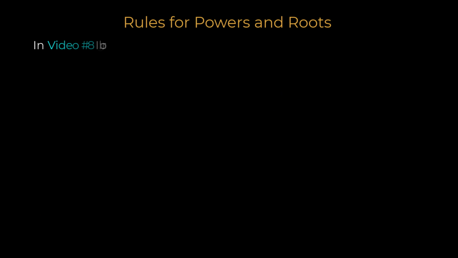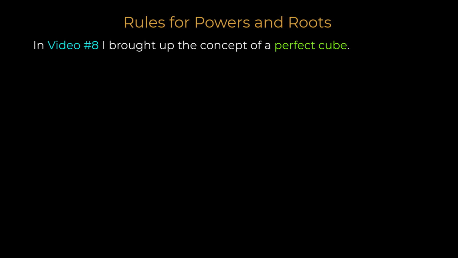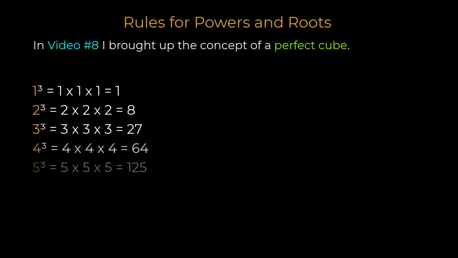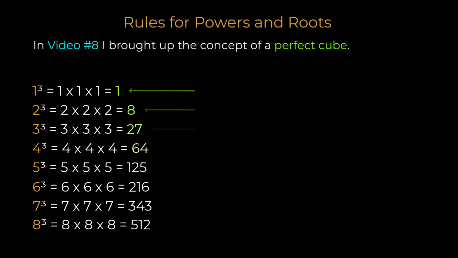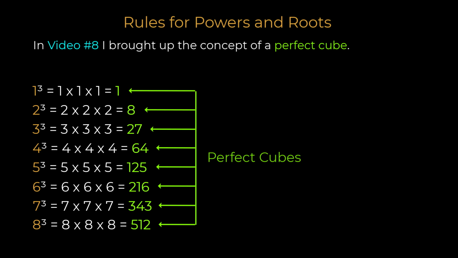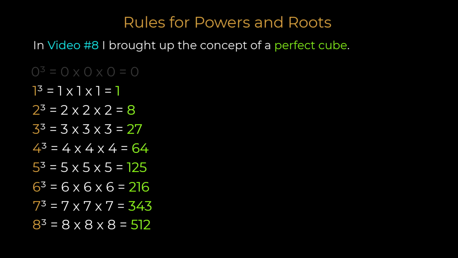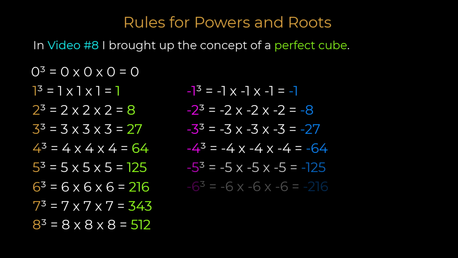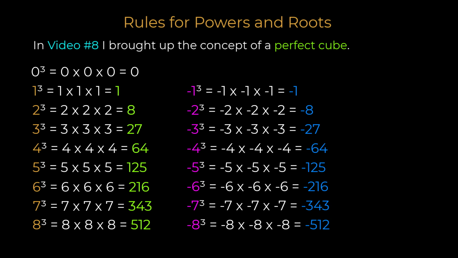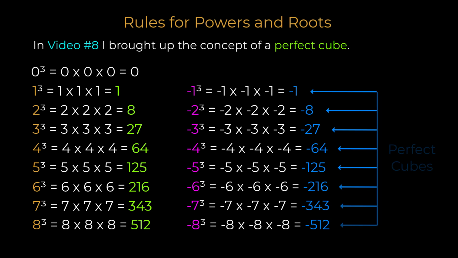In video number 8, I also brought up the concept of a perfect cube. If we cube each counting number, we get the set of perfect cubes. Again, there are an infinite number of them, but here are the first several. As with perfect squares, we can look at the perfect cubes of integers. Let's do it. I add 0 cubed, which is 0. This time, though, when I cube the negative integers, I get negative numbers. These negative numbers are also perfect cubes.